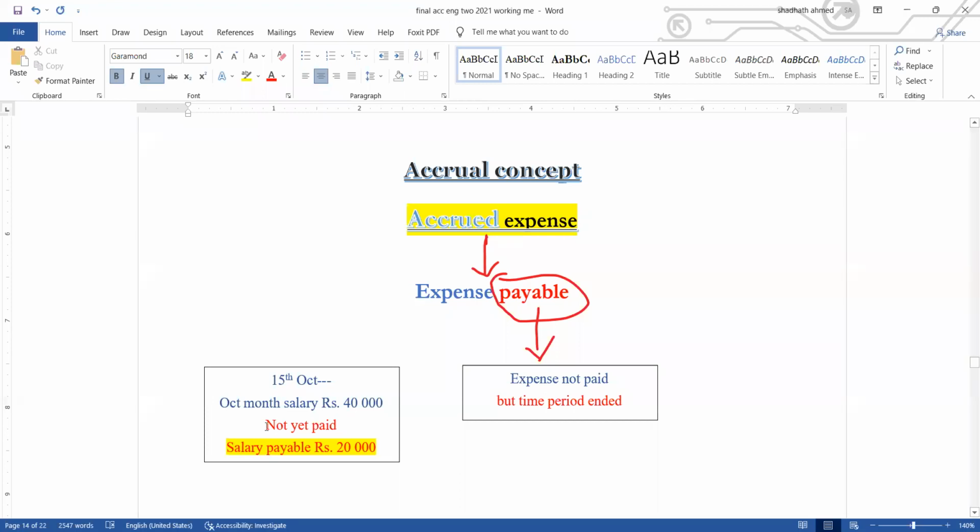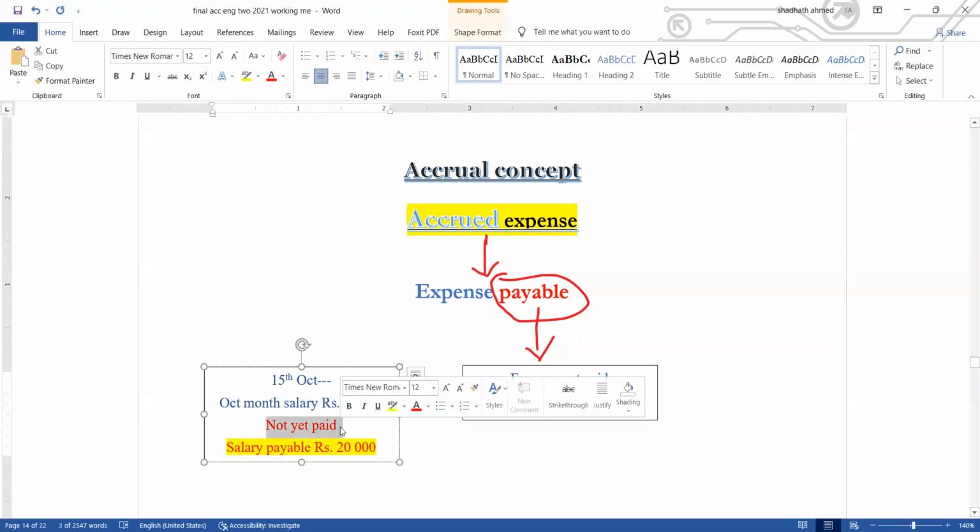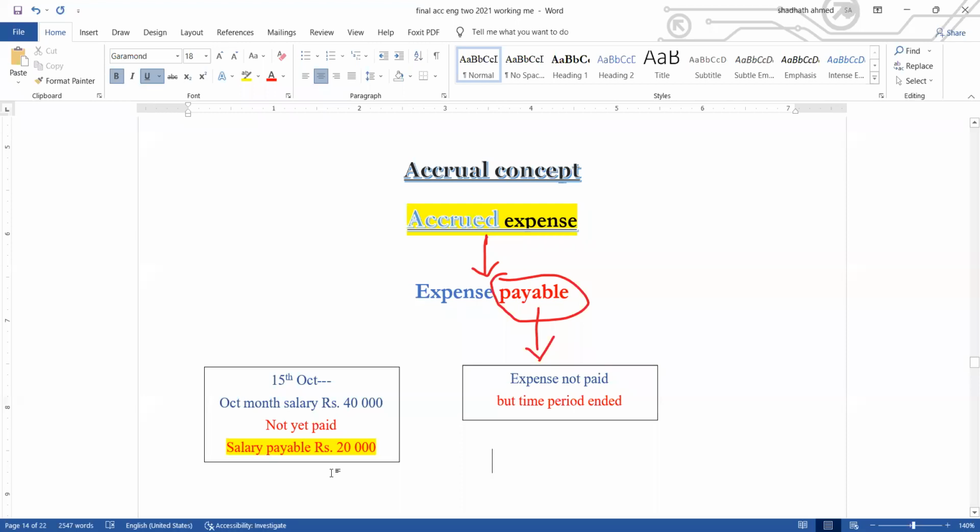Even though salary is not yet paid, the time period has not ended fully. It has ended only 15 days. Today, 15 days over. Therefore, for the time period ended, 15 days, we can say salary payable 20,000.